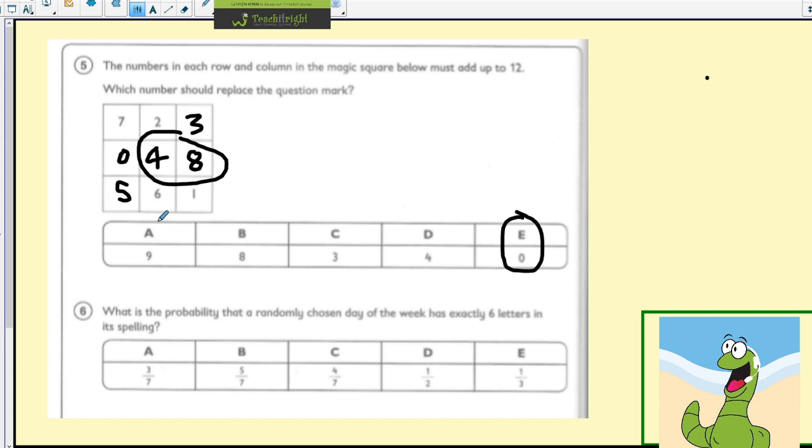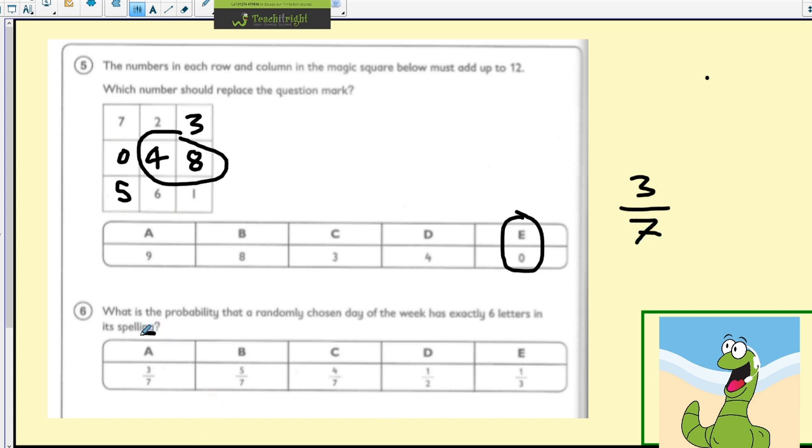Number 6. What is the probability that a randomly chosen day has exactly 6 letters in its spelling? Well, for this one, it might be worth your time, if you're not that confident with the spelling, listing out the answers. The days that have only got 6 letters would be Monday, Friday, and Sunday, so that's 3, and the days in the week are 7.